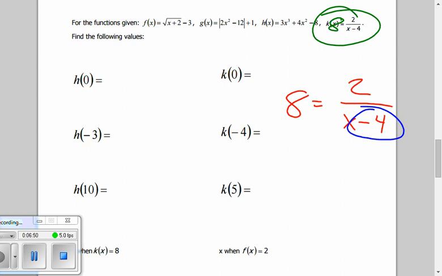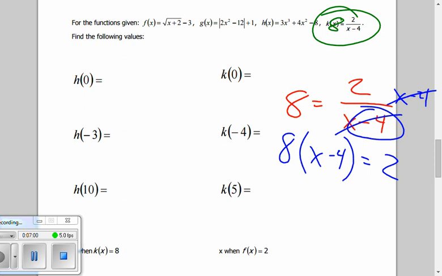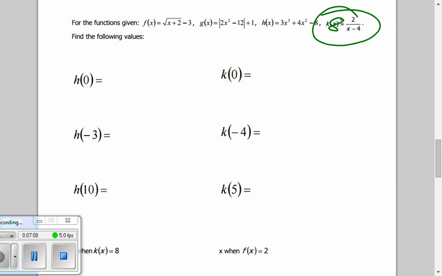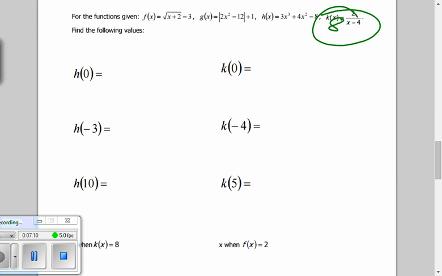Yes. 8, it's not really, it's called distributing, but, and the x minus 4 on this side would cancel that one, so it's just equal to 2. 8x minus 32 equals 2. Yep. From there, it should be nice and easy. Okay. I think that's enough for this page.